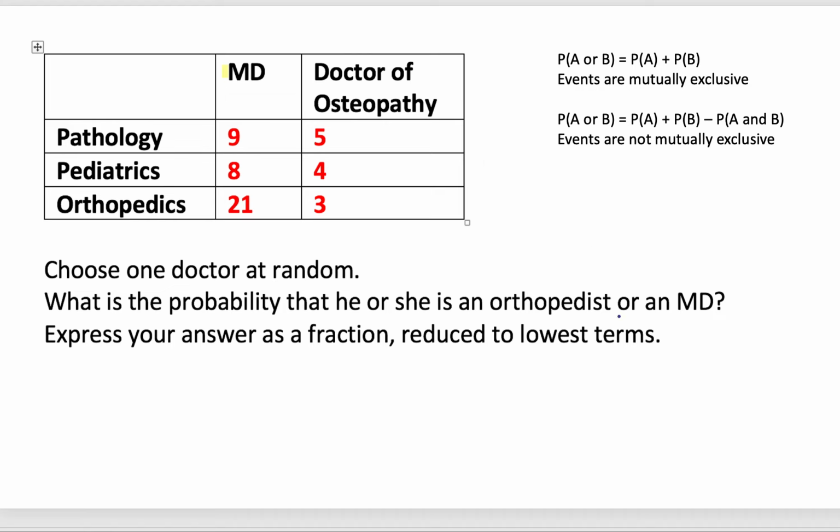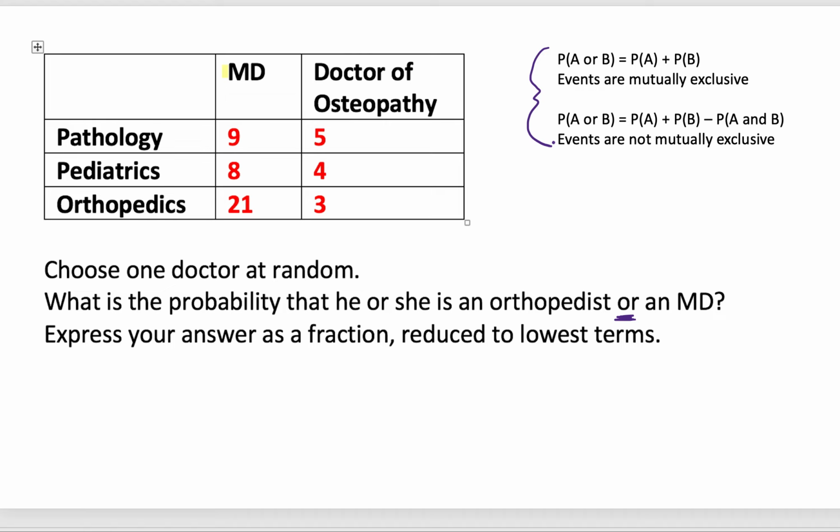So you want to key in on this word "or," because that tells you essentially that you're going to be using one of these two formulas listed up here. Remember that one formula is used if your events are mutually exclusive. One formula is used if your events are not mutually exclusive. And so to determine which one we've got, we want to go to our data table.